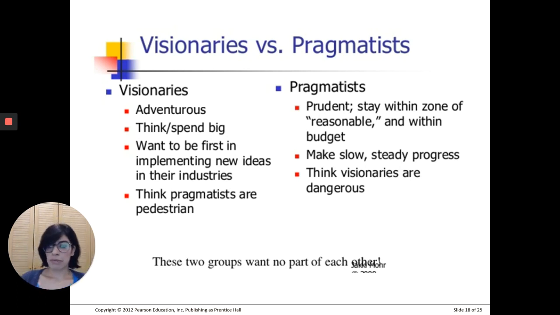So the visionaries and the pragmatists are actually fairly separate. Okay, they don't want to interact with each other. They don't need to. They want different things. The visionaries are adventurous, they think big, they spend big, they want to be the first to implement new ideas in their industry, and they think that pragmatists are a little pedestrian. Whereas pragmatists sort of stay within the zone of reasonable and within their budget. They make slow and steady progress, and they think visionaries are dangerous. So the both of them are almost complete opposites, and they don't mix. There's no way they meet in the middle. They have a very different way of thinking and viewing life.